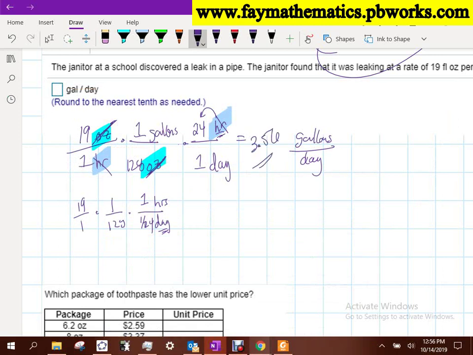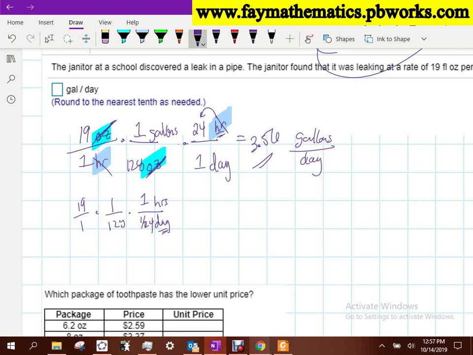Now here's the reason maybe a janitor will want to know this. Maybe he can't get the supplies to fix this leak until tomorrow. And he's going to leave tonight at 3:15 when everybody else leaves. And he wants to know, okay, how big of a tub do I need to put under this leak so that when I come back in the morning, I don't have water all over the floor.